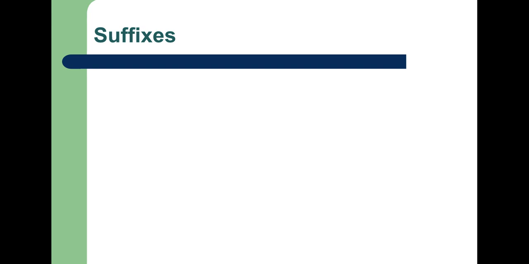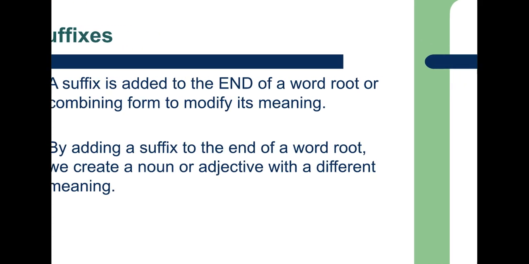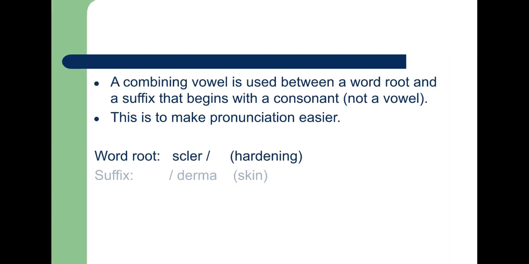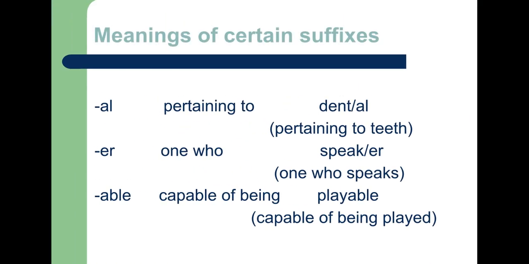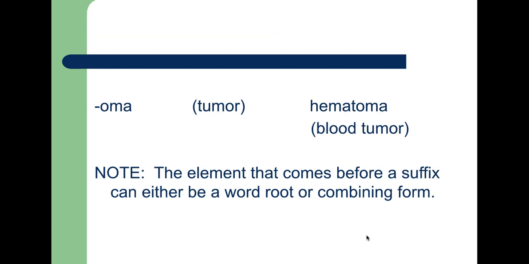Suffixes. So these are what are going to be at the end of the word. It can modify the meaning. So we can see here, it's giving an example of the combining form which can be used. So derma, which is actually the word root, means skin, sclero meaning hardening. The O combines those together, so it's easier to pronounce scleroderma. Okay, so here are the meanings of certain suffixes. AL meaning pertaining to, so dental meaning pertaining to the teeth. ER means one who, so speaker would be one who speaks. Able meaning capable of, and they have playable, so it's capable of being played.